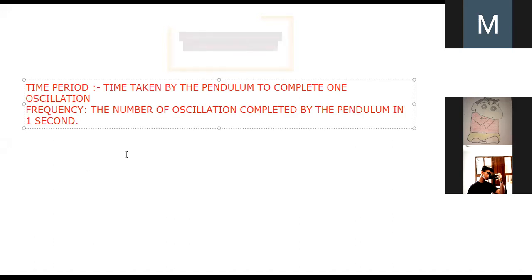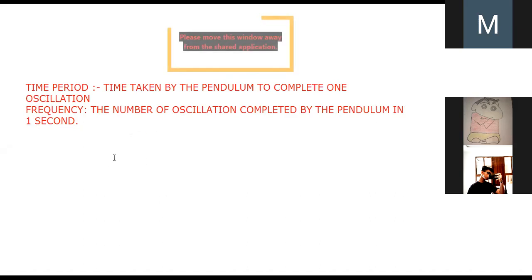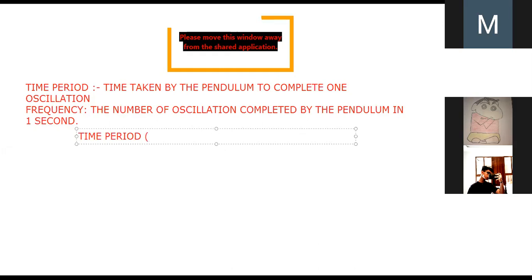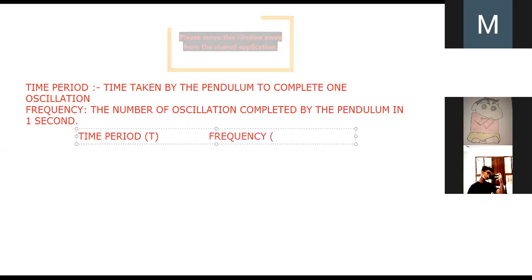Now, I want all of you to give a thought on this. We are going to form a table. The table has time period, which is represented by the symbol capital T, and then we have frequency, which is represented by the small letter f.